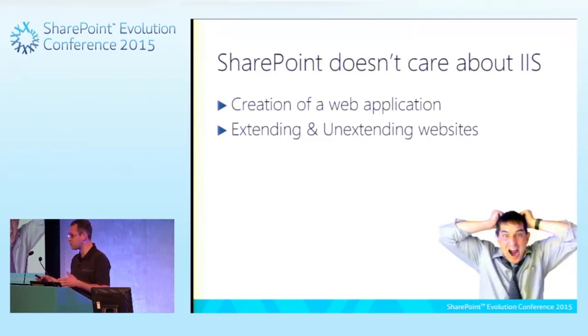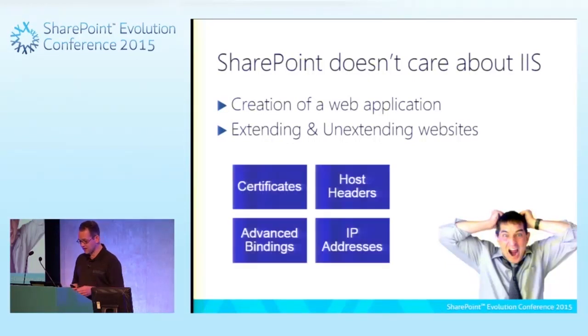Well, you create a web application, then your IIS website is instantiated. All goes fine for the basic scenarios. You probably know about extending and de-extending websites and how that works. But there are other things that are not really supported by SharePoint. Certificates, that's the main one, I guess. So you create a new web application, you say, okay, we want HTTPS, we want an SSL secured website. And there is no way in SharePoint to provide a certificate for your IIS website.